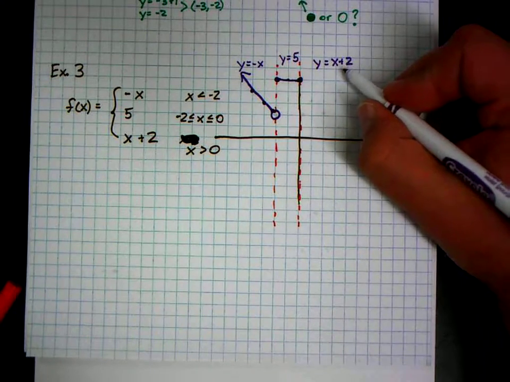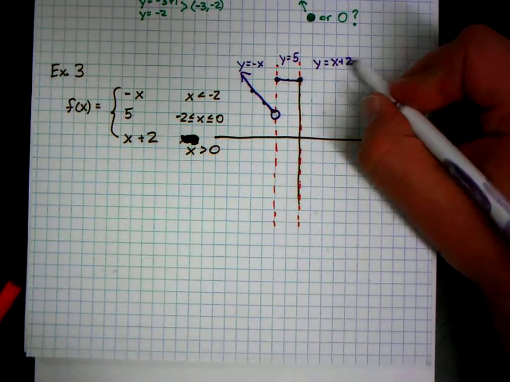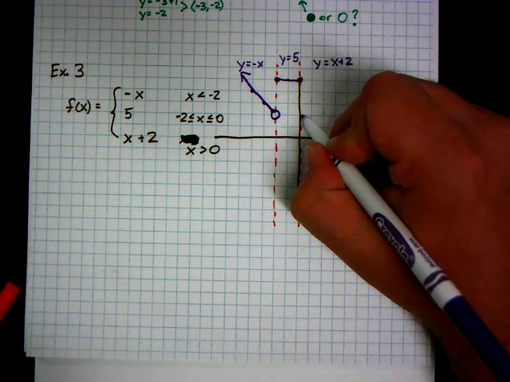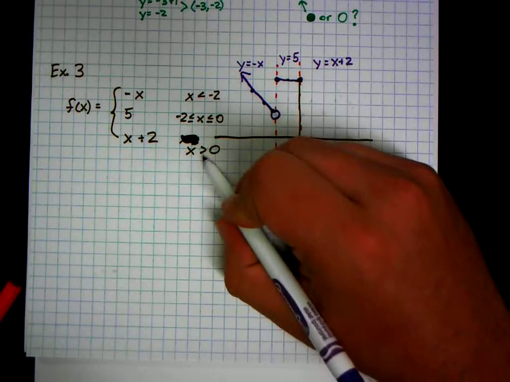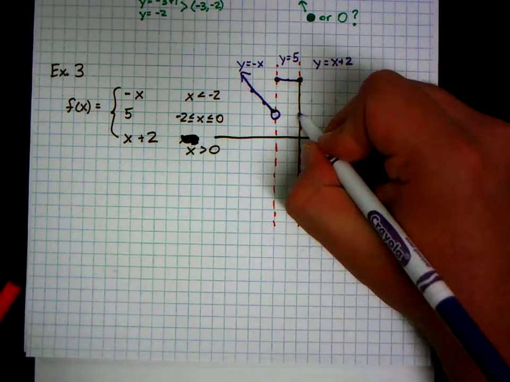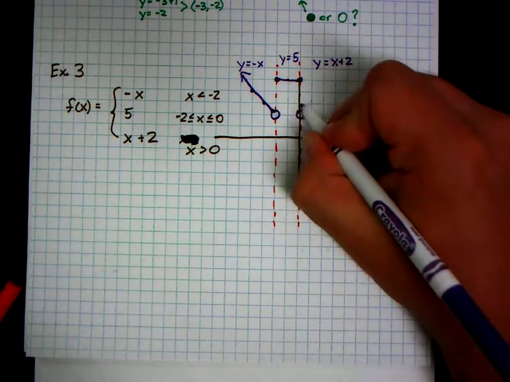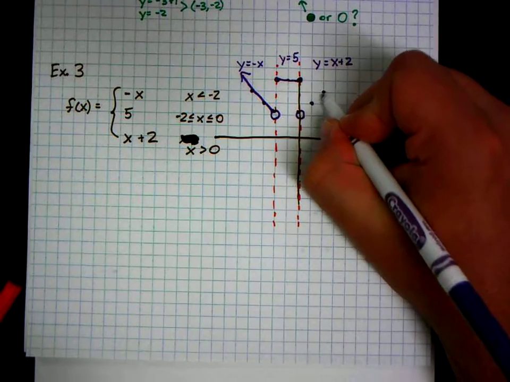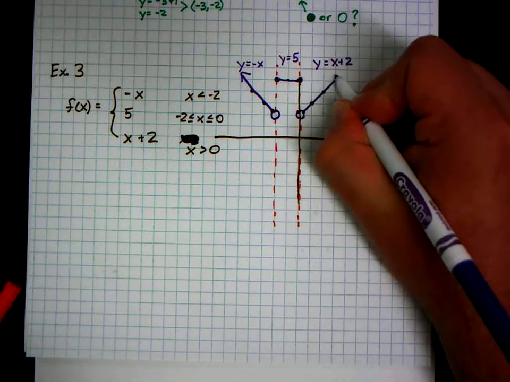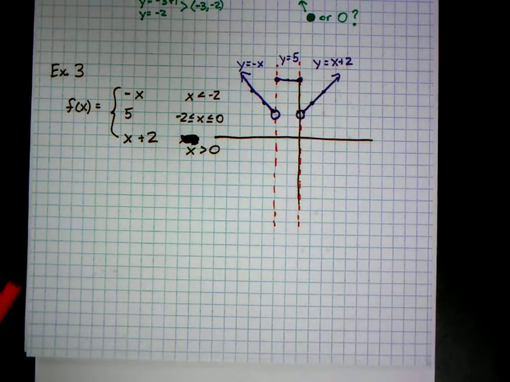Okay, right-hand side, y equals x plus 2, so I start at 2. This one does not have the equal sign, so I'm going to use an open circle. My slope is 1, so that's up 1 over 1. And I have my graph.